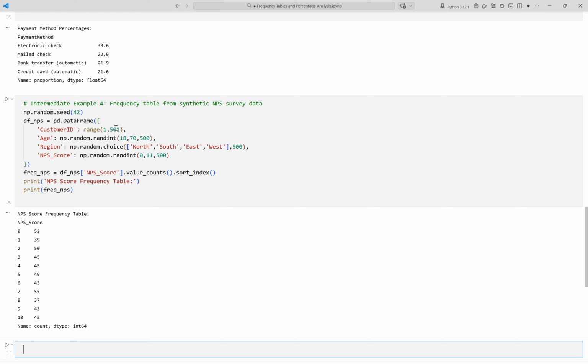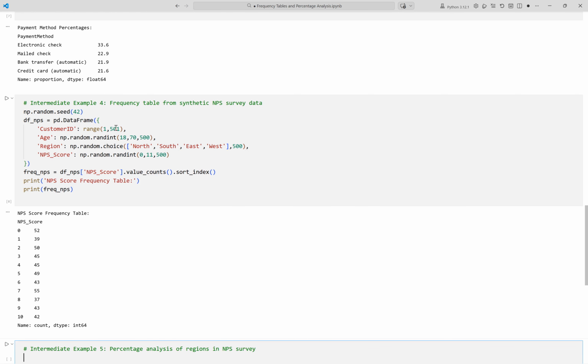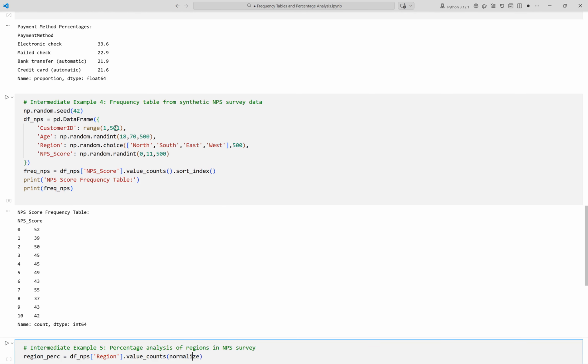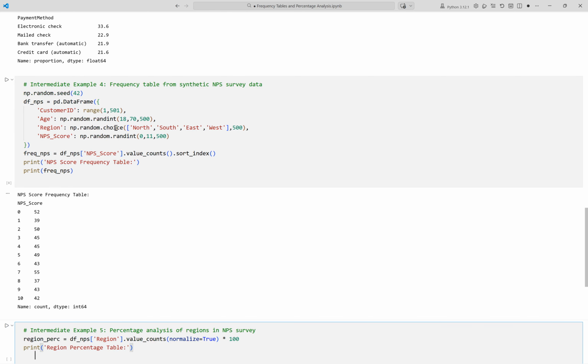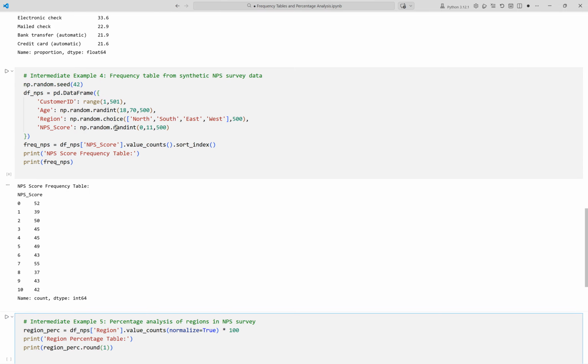Regional analysis tells us where outreach and satisfaction are highest or lowest. We calculate what percentage of customers come from each region. We print the regional percentages for business insight. We round to one decimal place for clarity.